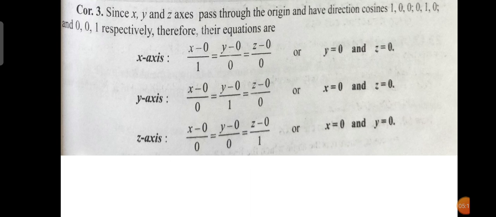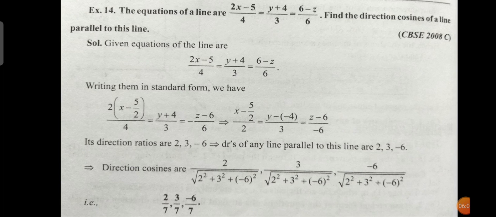And the next one: if the x, y, z axes pass through the origin, the direction ratios, as we studied in the previous class, are 1, 0, 0; 0, 1, 0; and 0, 0, 1. So according to that, what will be the Cartesian form? For the x-axis it is x minus 0 by 1 equals y minus 0 by 0 equals z minus 0 by 0. So for the x-axis, x is there and y is 0, z is 0. Similarly for the y-axis and z-axis. So these are the 3 corollaries.